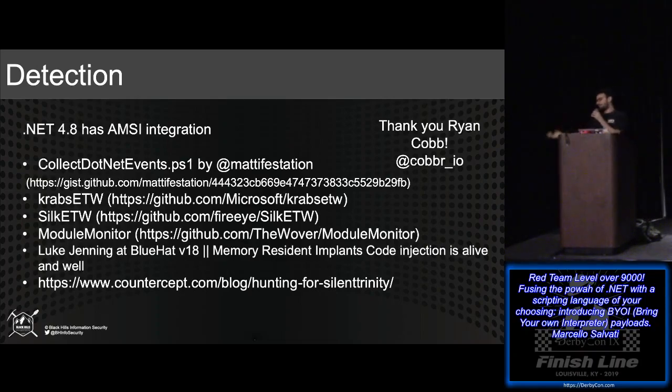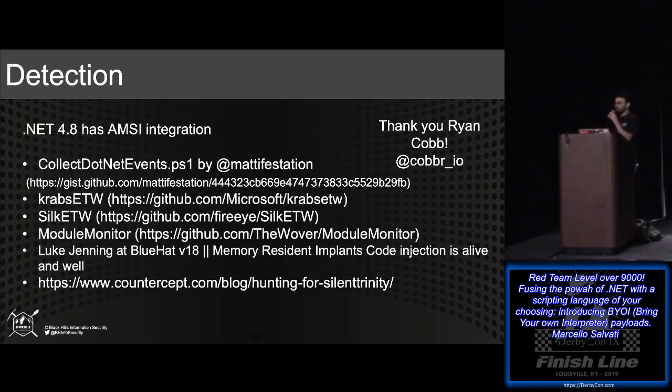Okay, there's a lot of stuff that's been coming out, and this is getting better. Again, .NET 4.8 having AMSI integration makes this a whole lot better already. But there's a lot of ETW stuff, which is the technology that Microsoft has to basically detect a lot of this. And these are all the links to that if you want. Krabs ETW is the official wrapper around that, but it's C++, and it's sort of like build your own tool, so to speak. So it's not exactly the best thing to do.